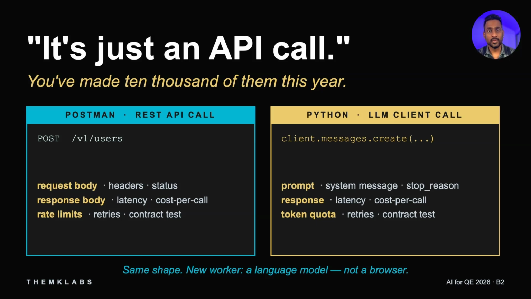Same shape, right? The only thing that actually changed is the worker doing the job. It's not a browser on the other end anymore. It's a language model. Everything else you already know. From a REST API call, you had request body, response body, and rate limits, whereas in the LLM client call, it's similar. The body equals the prompt, and then you get the same response. And token quota is something closely relatable to rate limits. And everything else is something you already know, correct?